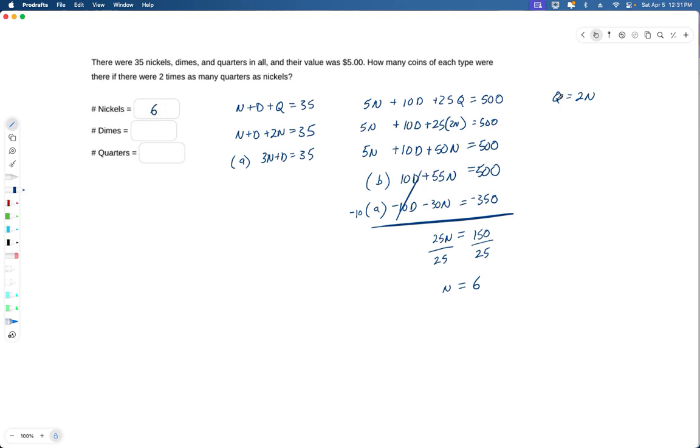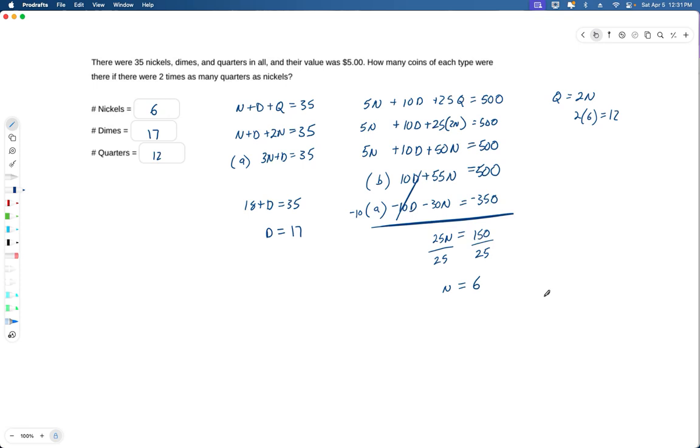Now, number of quarters is 2n. So 2 times 6 equals 12. So the number of quarters is 12. So I can say the number of nickels plus the number of quarters, it's going to be 6 plus 12. That's 18. So 18 plus the number of dimes is 35. So dimes is equal to 35 minus 18, which is 17.